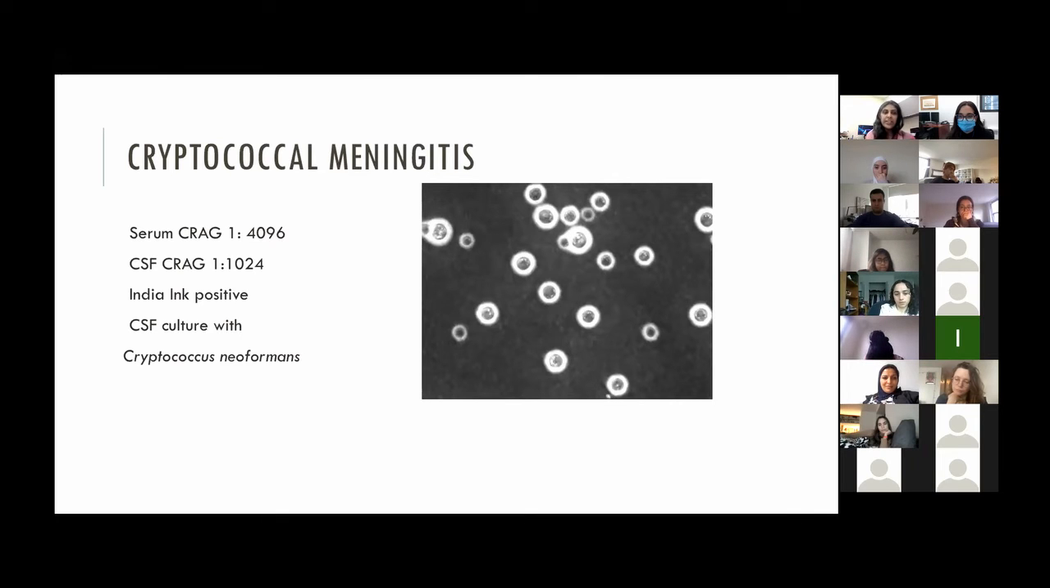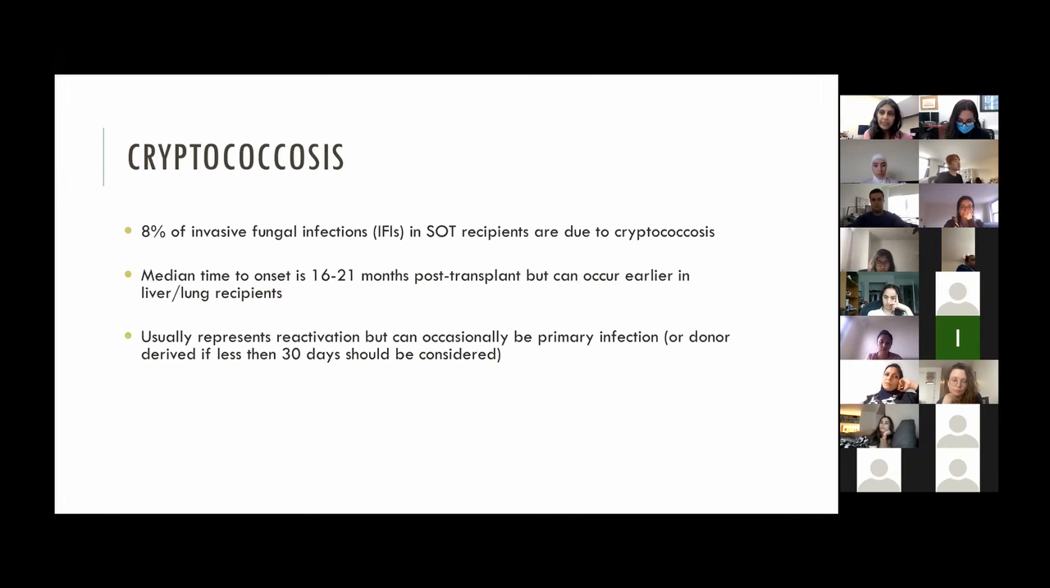So we sent a serum. The diagnostic test that we did was a cryptococcal antigen. So we sent a serum cryptococcal antigen, which was very positive, and a CSF cryptococcal antigen, which was also very positive. This is a picture of the India ink stain, right? Which basically stains the capsule. So Cryptococcus is famous for its capsule, right? And the CSF culture and the blood cultures here grew Cryptococcus.